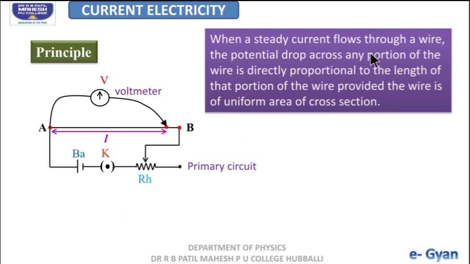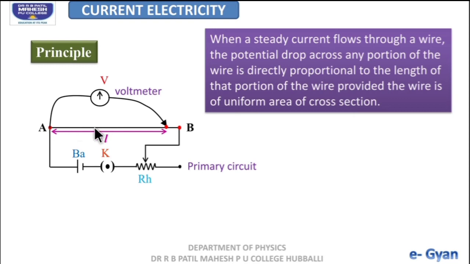When a steady current flows through a wire, there will be a potential drop across any portion of the wire. You can take any portion of the wire, and the potential drop is directly proportional to the length of that portion, provided the wire has a uniform cross-sectional area.